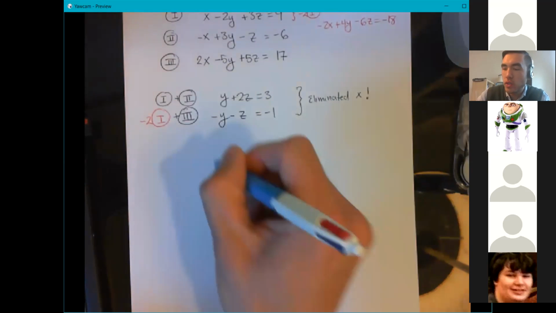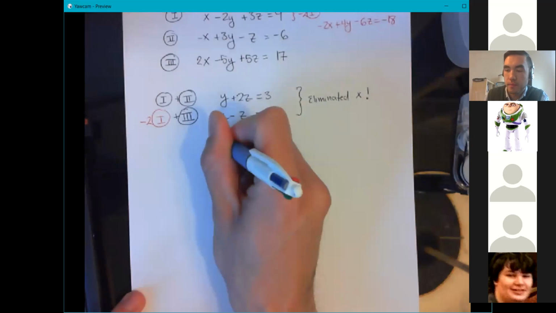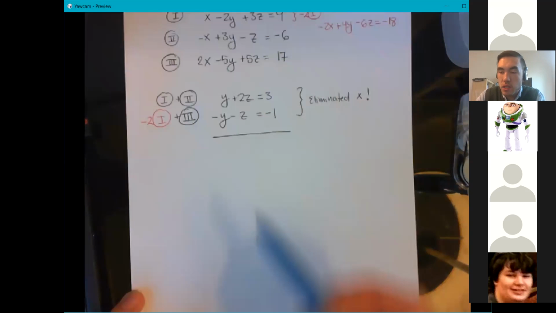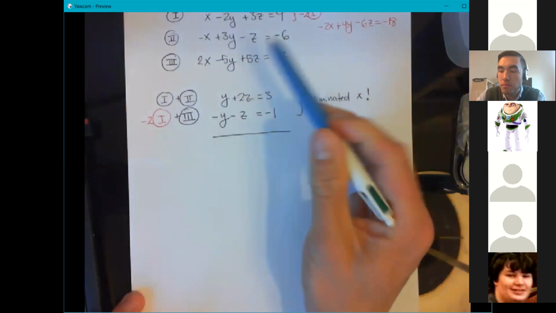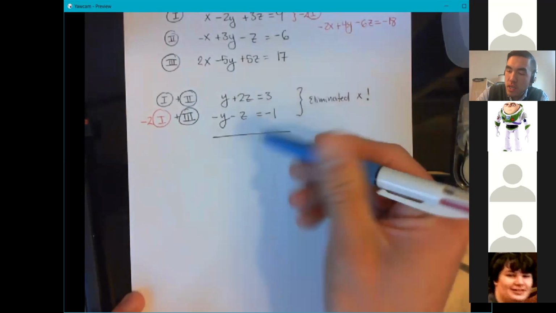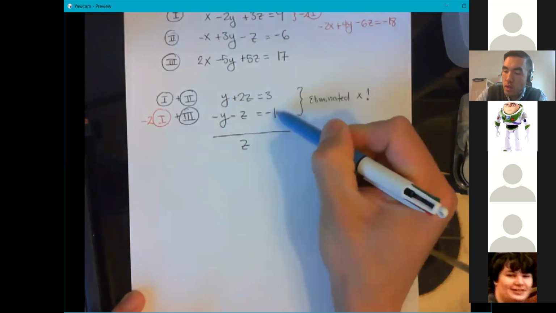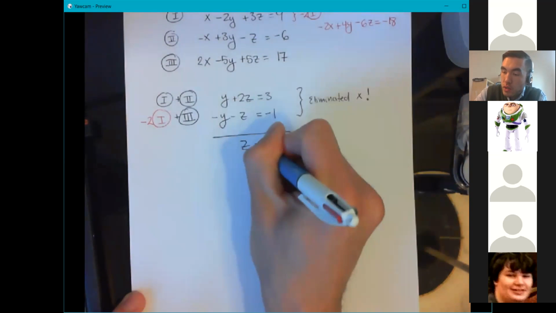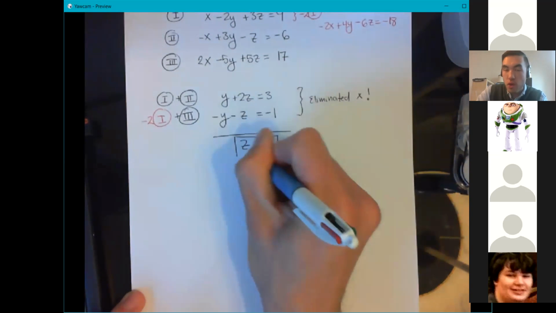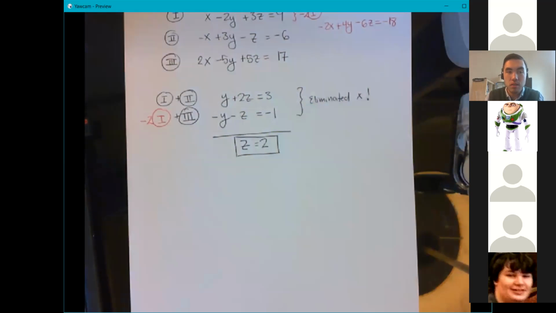If I take these 2 equations and add them together, y plus negative y is 0. Negative 2z plus negative z is just z. And then 3 minus 1 is just 2. So there's the first element in my set. I know that at this intersection, z must be 2. Is this first part okay?